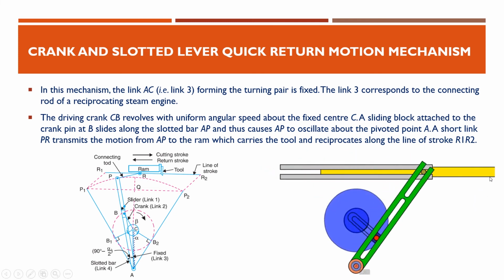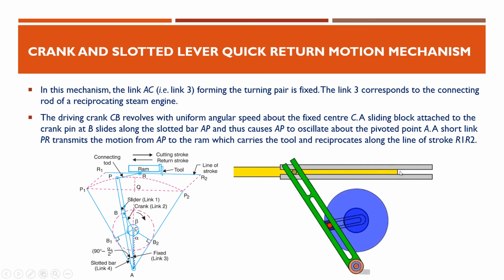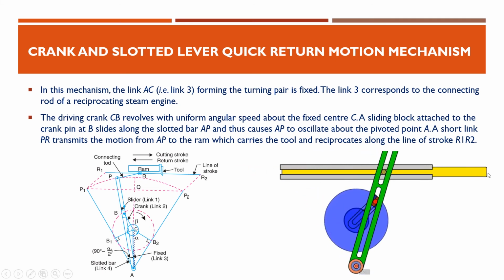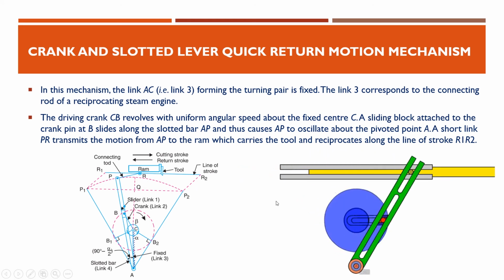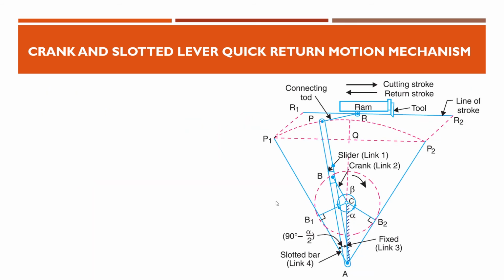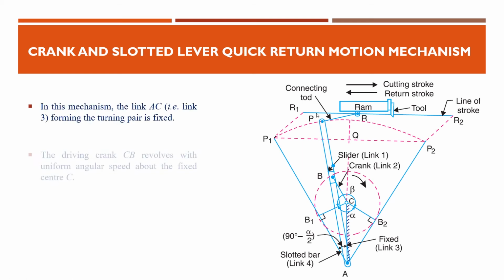Normally the tool is attached at this point, that is at the end of the ram. This is the forward stroke where the tool is moving slowly. In the return stroke, the tool is moving fast, quickly. That is why it is called the quick return mechanism. So again, this is the detailed figure. In this one, AC is the connecting rod, CB is the crank, and AP is the slotted bar. Through this, it is connected to the ram and it executes the cutting stroke as well as the return stroke. Okay.